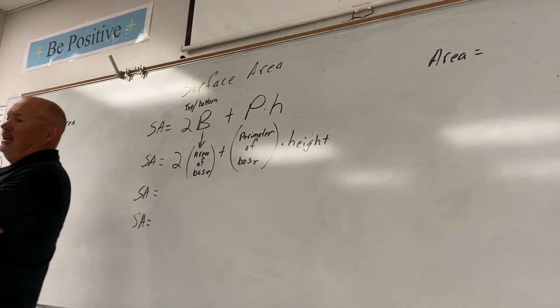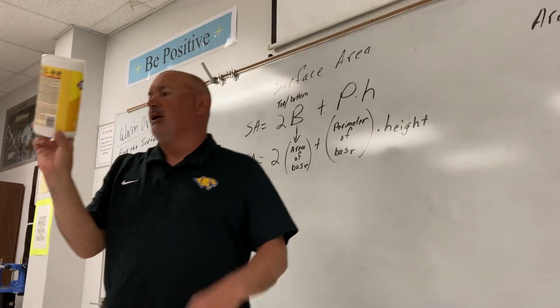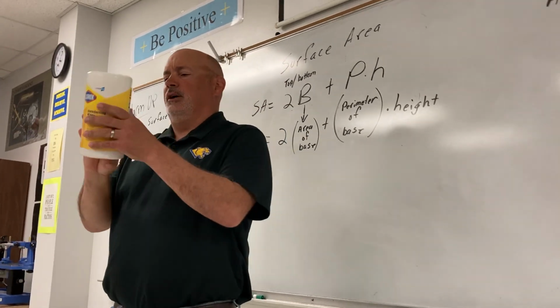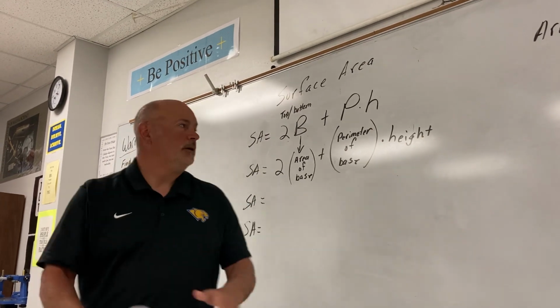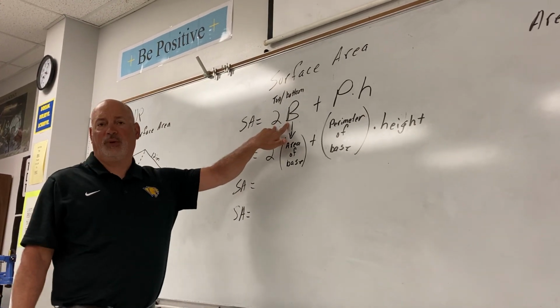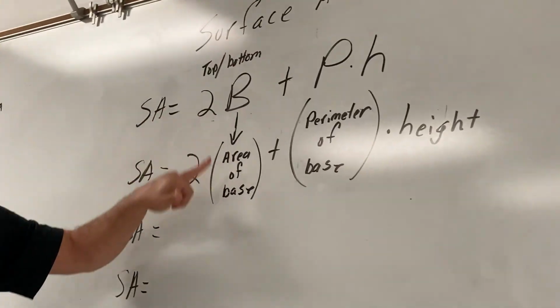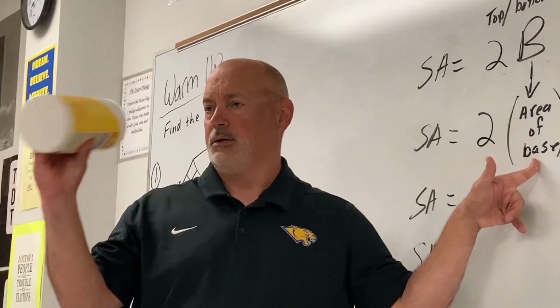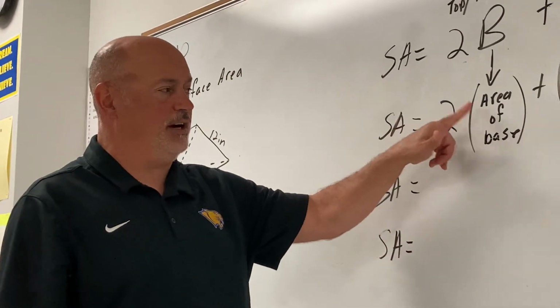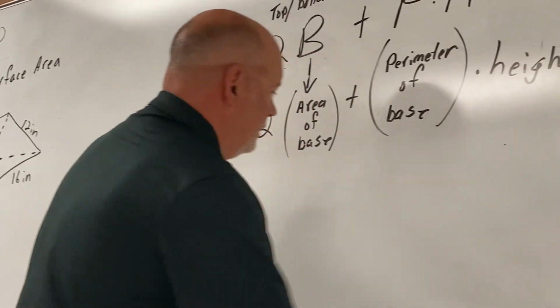So we're still finding surface area, but today we're switching to a different shape, a cylinder. Don't we still have a top and a bottom? This formula, 2 big B, will tell us what the top and the bottom are. But hold up, what shape is the base? Circle. So to find the area of a circle, what formula do we need?